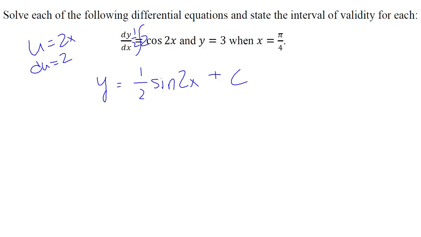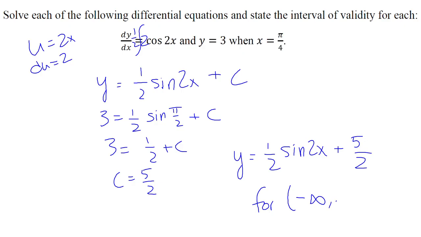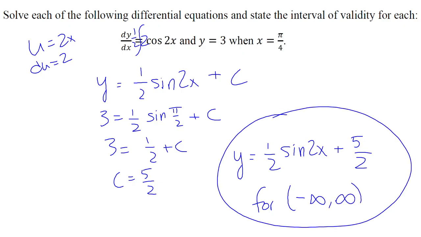Now we'll solve for our constant by plugging in 3 for y and pi over 4 for x. And so 2 times pi over 4 is going to be pi over 2. The sine of pi over 2 we know is 1. So we have 3 equals 1/2 plus our constant, or our constant is 5/2. So our final answer here is going to be y equals 1/2 sine 2x plus 5/2 for the interval of negative infinity to infinity, because the sine function has no inherent discontinuities to it. So there are no restrictions on our domain here.